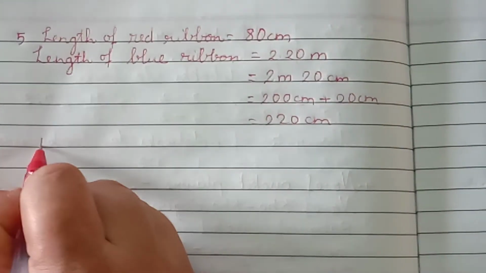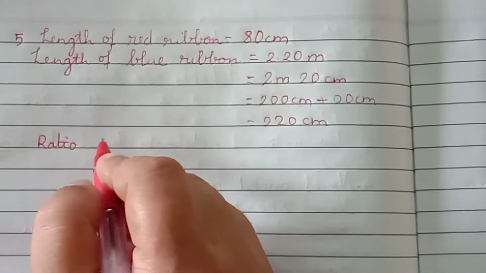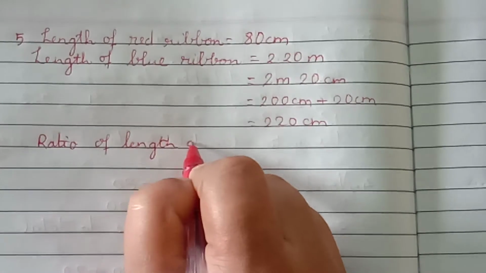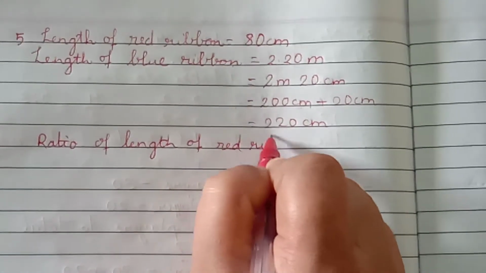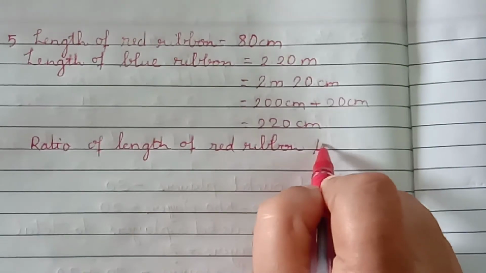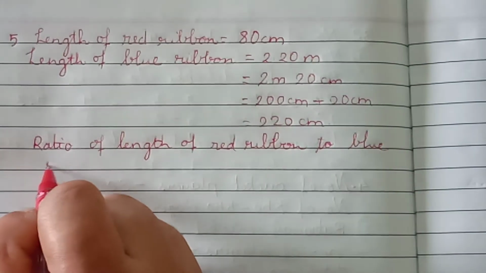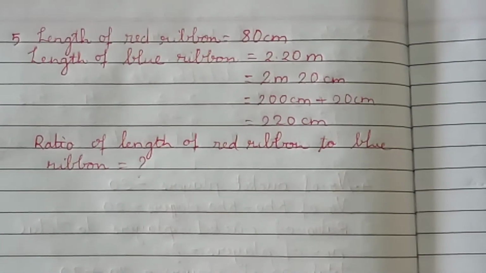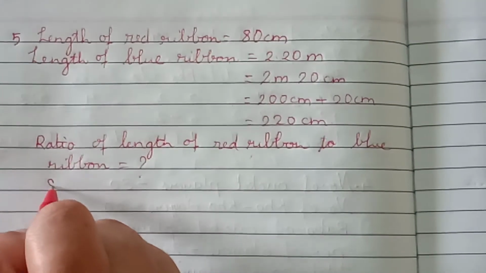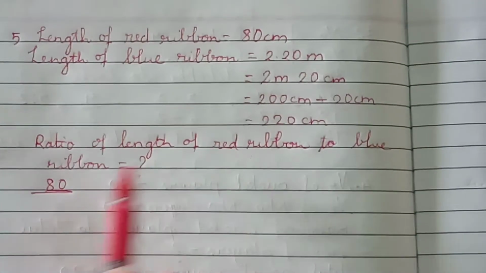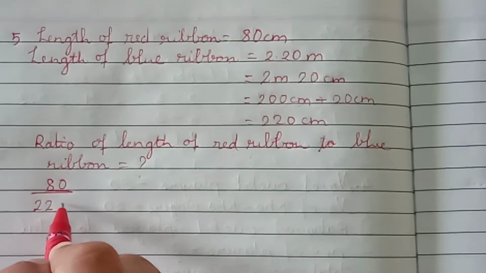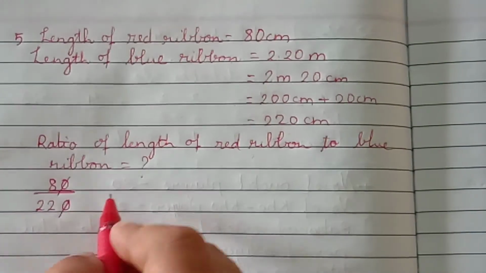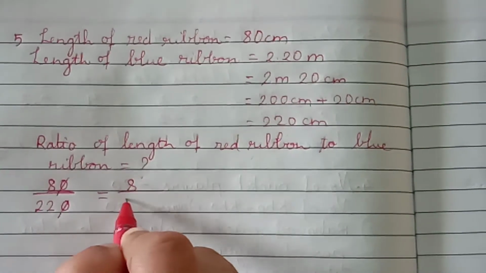Yes. Now we will write what we have to find out. That is ratio of length of red ribbon to blue ribbon. Okay, I have written this in short, is equals to question mark. Now red ribbon's length is 80. Ratio to whom? Blue ribbon. Blue ribbon is 220. Is it? Now this 0 will be cancelled with this. What will remain here? 8 and 22.